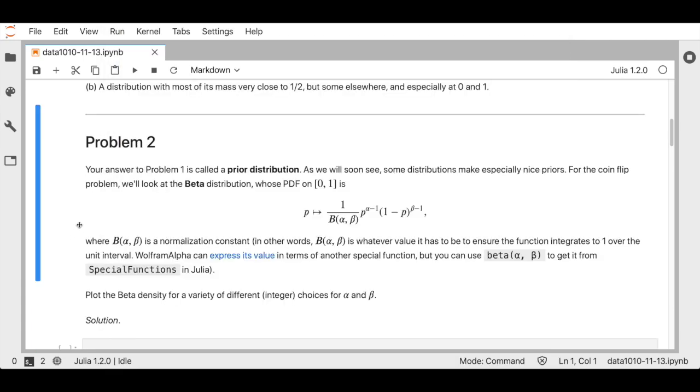So in this problem, we'll change gears slightly and think about a particular distribution that we haven't looked at before. This is called the beta distribution. And the main takeaway is that it's just proportional to p to some power times 1 minus p to some other power.